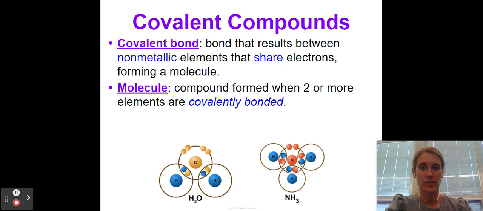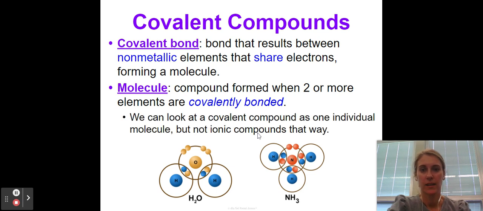And here's molecule. So molecule is a compound formed when 2 or more elements are covalently bonded. So they are synonymous, molecular, covalent. We can look at a covalent compound as one individual molecule, but not ionic compounds that way. So here are 2 examples of covalent compounds or molecules. This is water, and this is ammonia or nitrogen trihydride. Notice nitrogen, hydrogen, those are both nonmetals. So we know that in fact is a molecule or covalent compound.